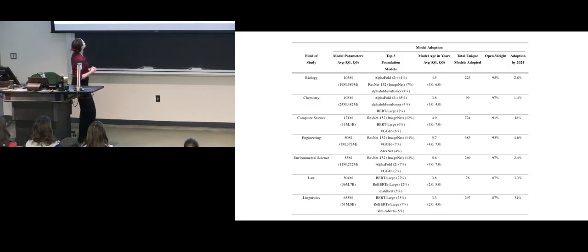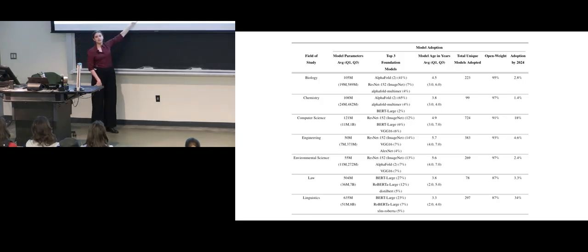I don't know if this is entirely visible, because I know it's a big table. But in different fields of study, they were looking at the top 3 foundation models in use. So BERT Large, the same model that was being used in this COVID tweet labeling paradigm, is being used quite a lot in linguistics, in law. Do we see it elsewhere? We see it in computer science too.